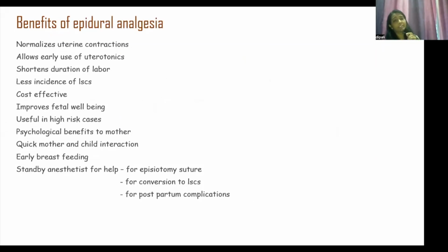How is epidural analgesia beneficial? As we have seen, it prevents the sympathetic stimulation, which helps in normalization of uterine contractions. Because the patient becomes pain free, it allows early use of uterotonic, which in turn leads to shortening of the duration of labor. It also decreases the incidence of LSCS, and decreases the cost and hospital stay for the patient. It improves the well-being of the fetus. It is very useful in high risk cases and early breastfeeding.